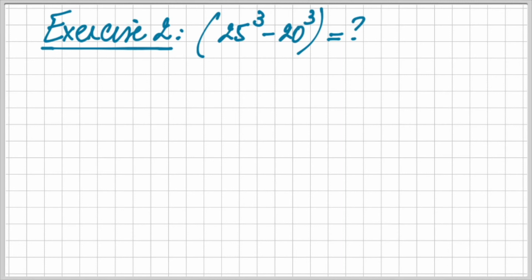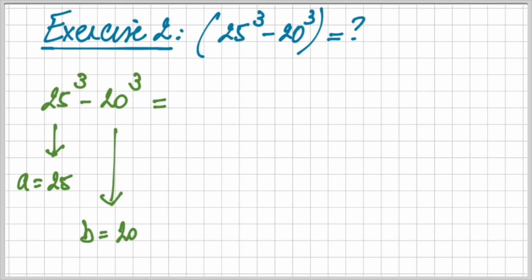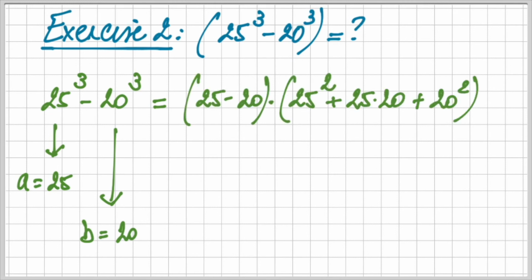Let's have a look at a second exercise. Here we have 25 to the third minus 20 to the third. A is 25 and B is 20. The first part we can write as a minus b, so 25 minus 20, multiplied with 25 squared plus 25 times 20 plus 20 squared.